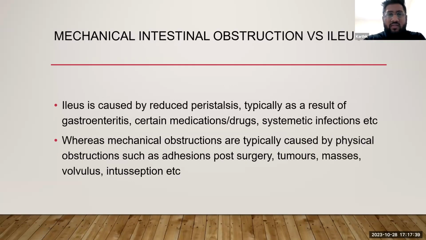Okay, so what's the difference between mechanical intestinal obstruction and ileus? Mechanical obstruction is normally caused by a physical obstruction, typically a mass or adhesions after surgery, tumors, volvulus, intussusception, whereas ileus is normally not the main reason why somebody comes to the hospital. It could be gastroenteritis that causes it, certain medication, or systemic inflammation that will lead to reduced peristalsis.